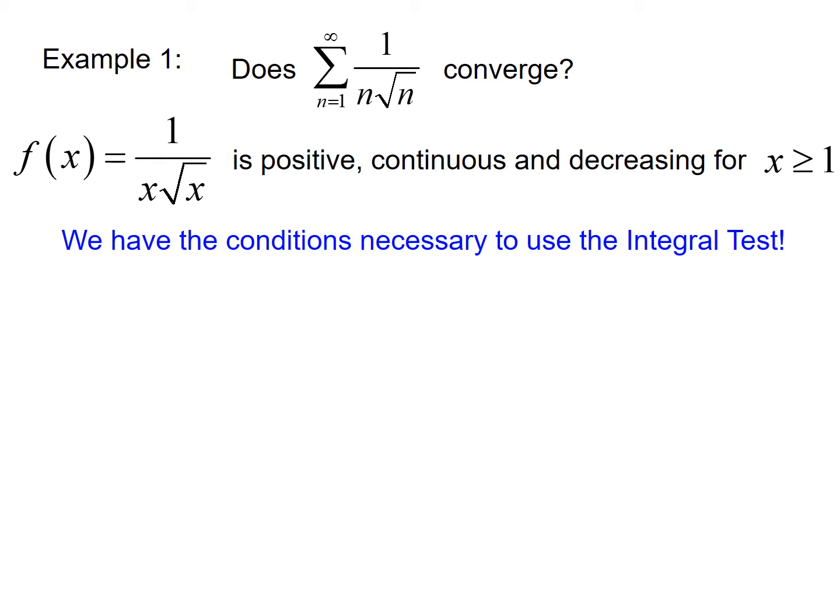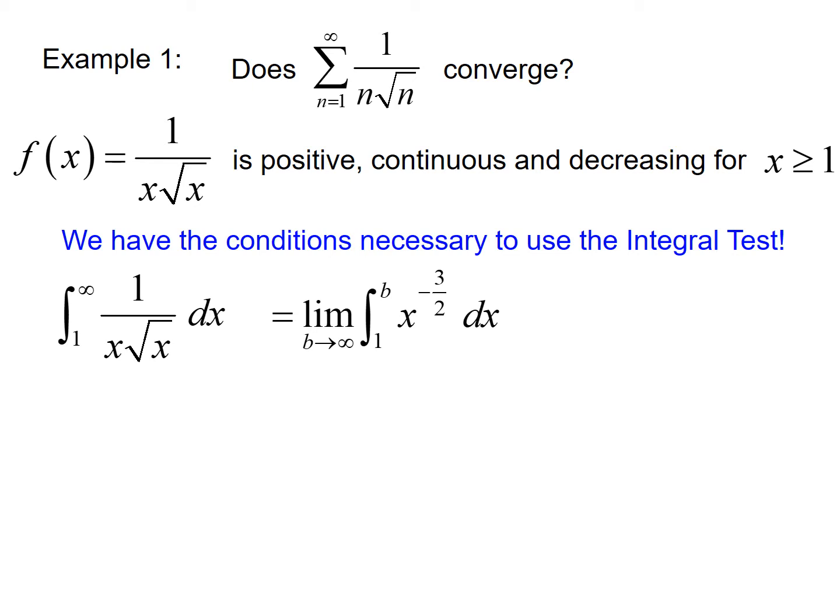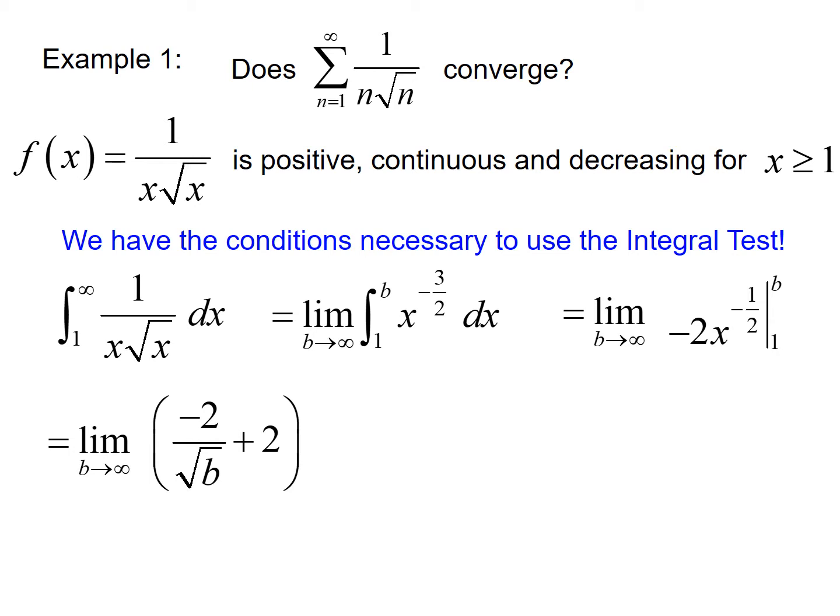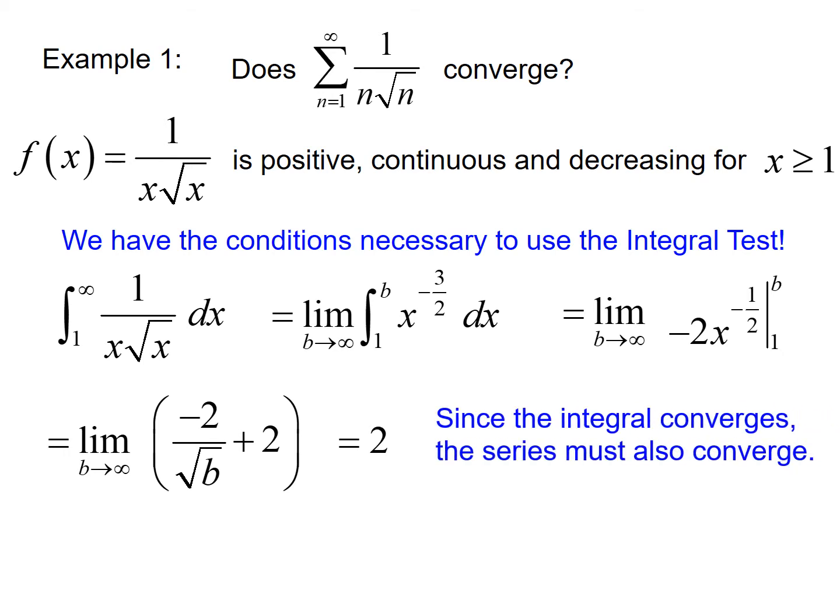So now that we've verified that f of x is positive, continuous, and decreasing, we can go ahead and apply the test. We can take the integral from 1 to infinity of 1 over x root x, take the limit as b goes to infinity of the integral from 1 to b, change that to x to the negative 3 halves, take the antiderivative and evaluate from 1 to b, and that ends up giving us 2.